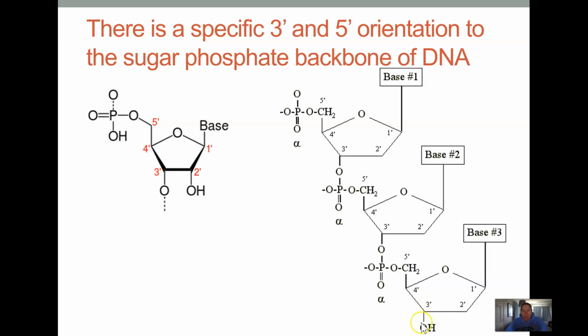We're going to end with that hydroxyl group down here. So in terms of directionality with DNA, we can talk about one end being a 5' end that will always have the phosphate group on it, and the other end being the 3' end that will always have either the sugar on it, or more specifically that hydroxyl group on it.